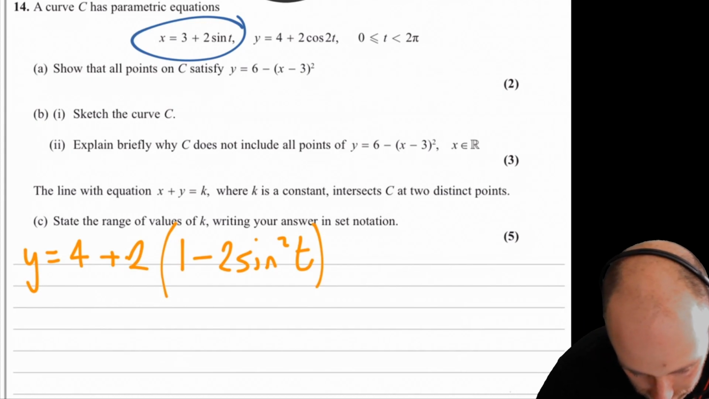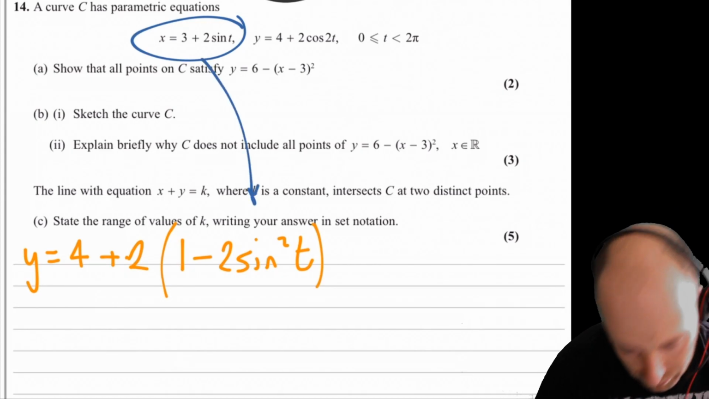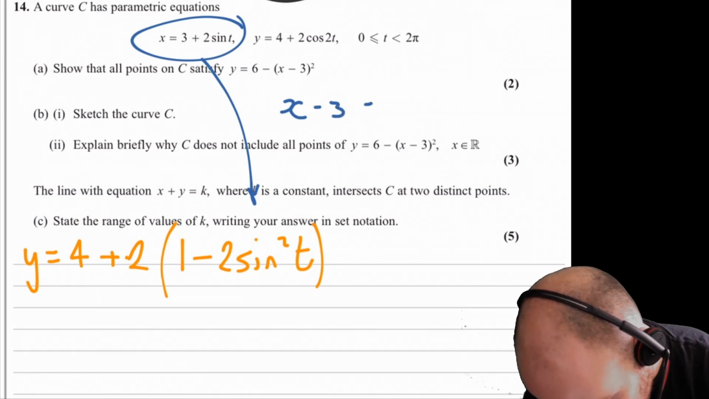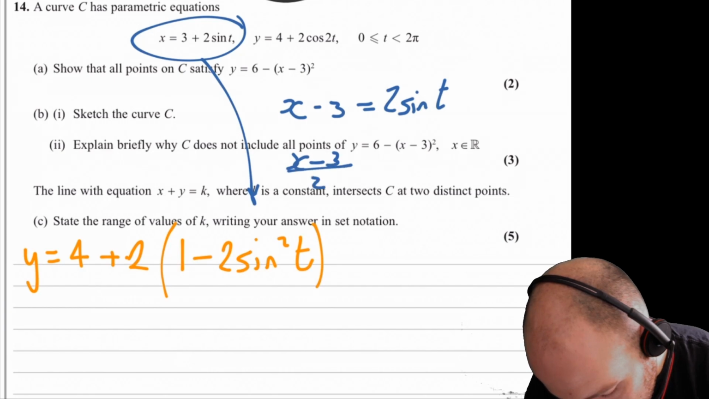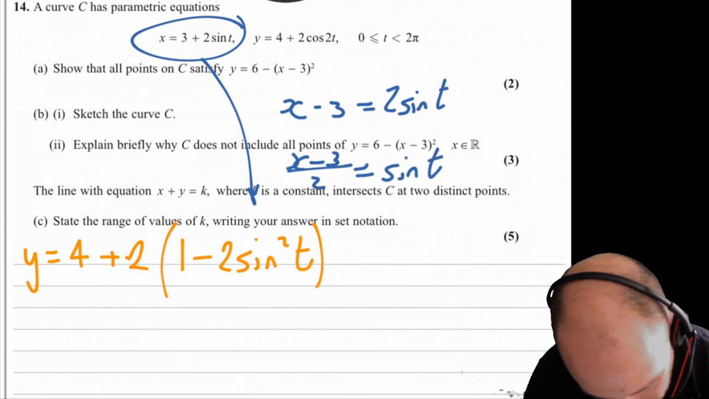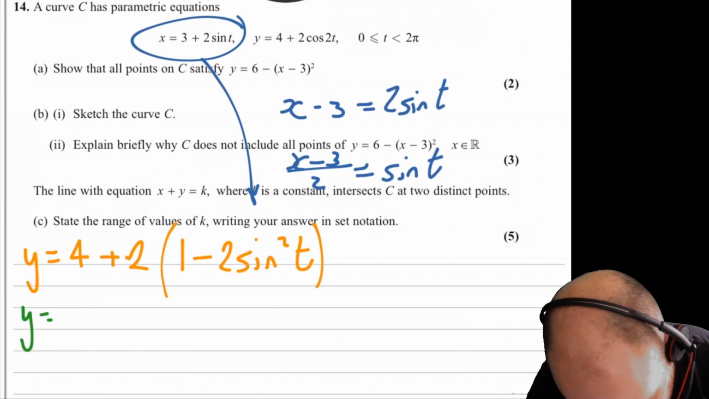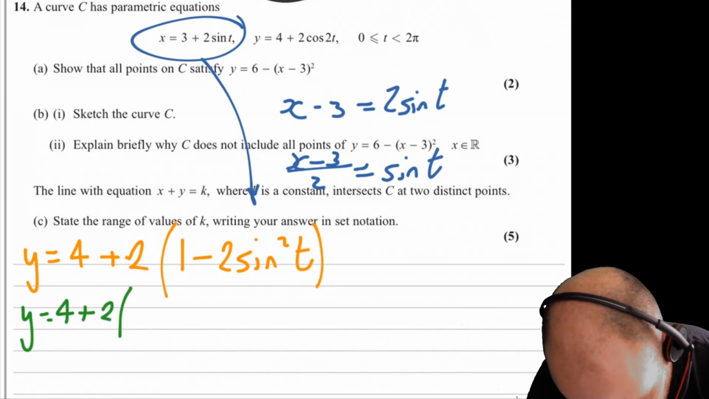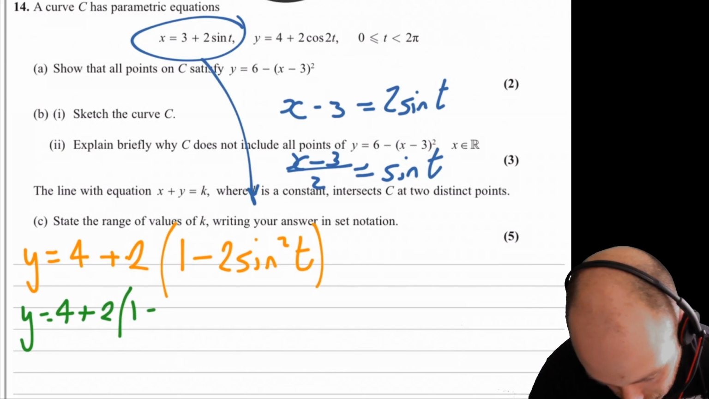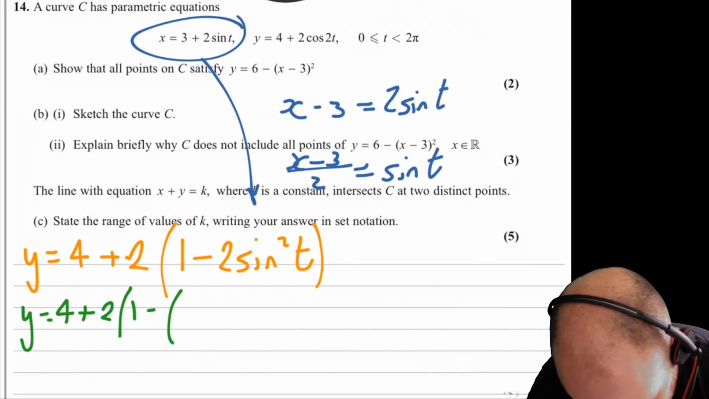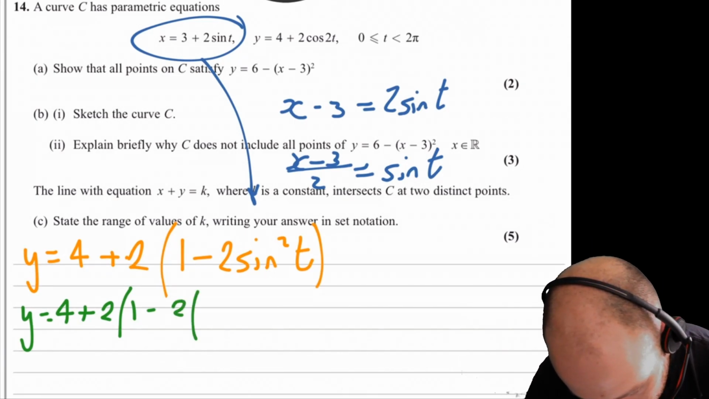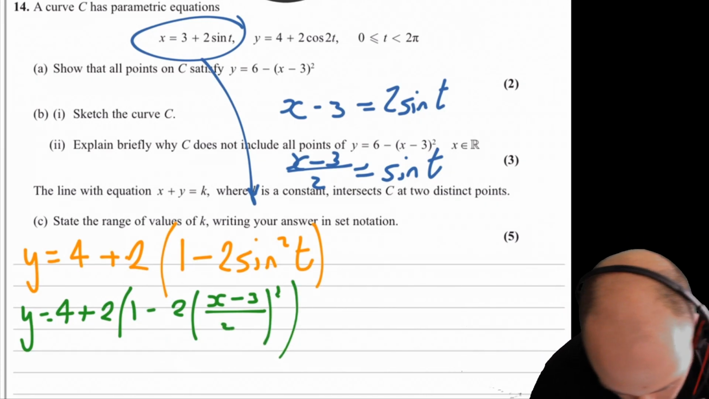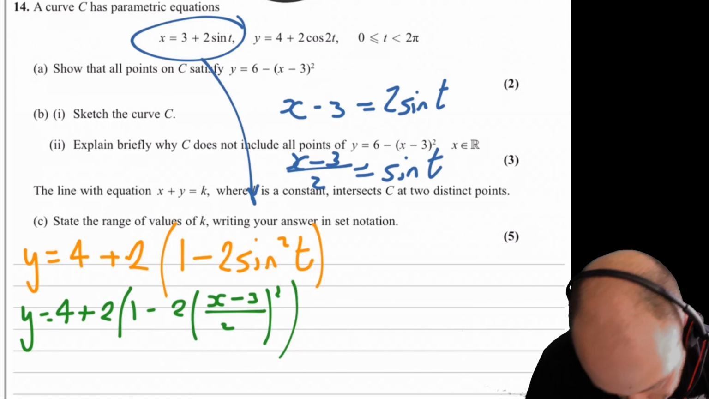So we're going to rearrange the x one to get sine, and then we're going to put that into this one. So for rearranging it, x take 3 is 2 sine t. Then x take 3 over 2 is sine t. So the equation becomes y equals 4 plus 2 lots 1 minus 2 times, we need to square it first, so we get 2 lots x minus 3 over 2 squared. Alright, so we just need to expand and simplify this thing.